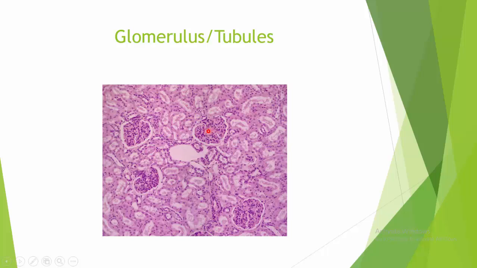So one thing you see on here is the glomerulus, and the second thing, all these things around it, is the tubules. That's why it's labeled glomerulus and tubules. So this is a section of a kidney. The big structures are glomerulus, or glomeruli is actually the plural, and the other things are the tubules.